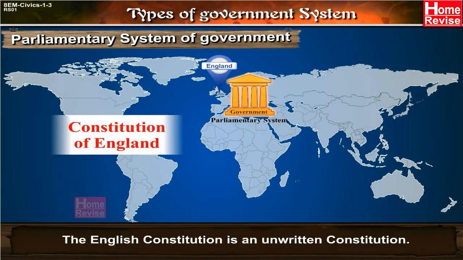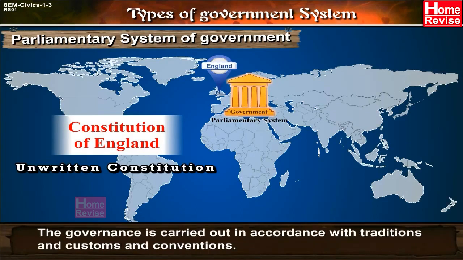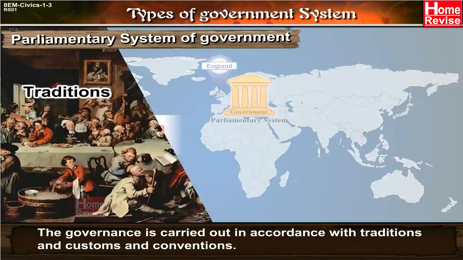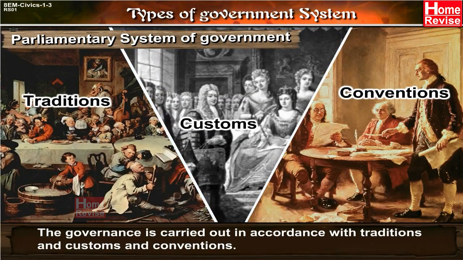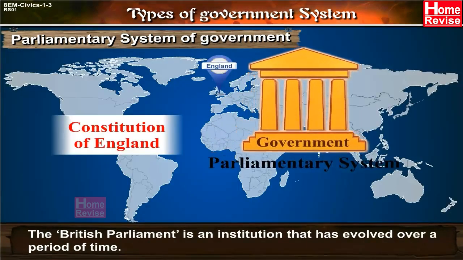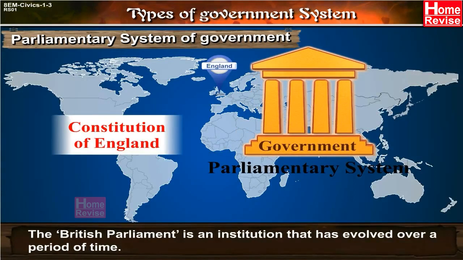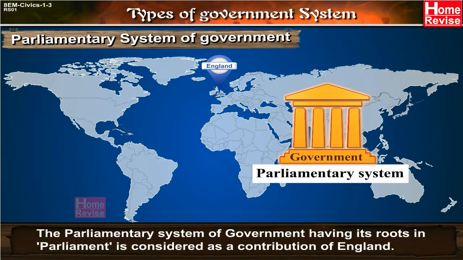The English constitution is an unwritten constitution. The governance is carried out in accordance with traditions and customs and conventions. The British Parliament is an institution that has evolved over a period of time. The parliamentary system of government, having its roots in Parliament, is considered as a contribution of England.